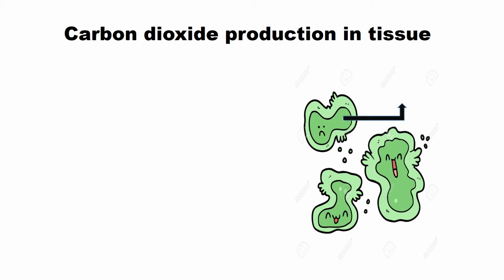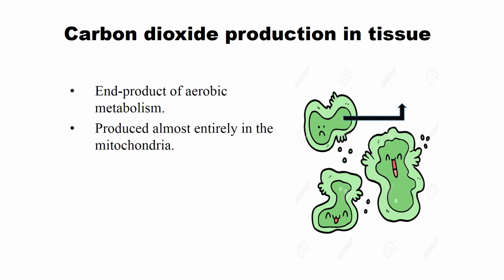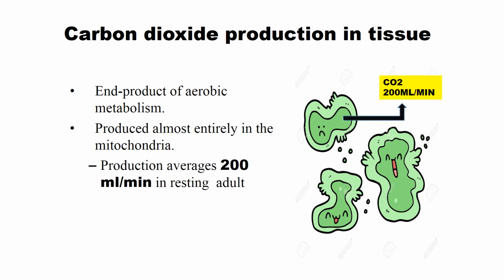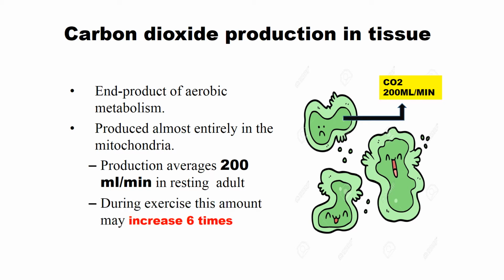Carbon dioxide, we know, is an end product of metabolism mainly produced by the mitochondria, and it is produced at a rate of 200 ml per minute. During exercise or any strenuous activity, the amount of carbon dioxide production may increase up to 6 times.